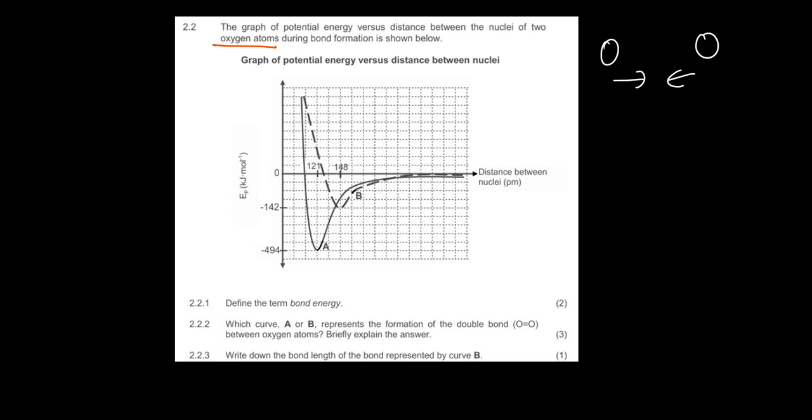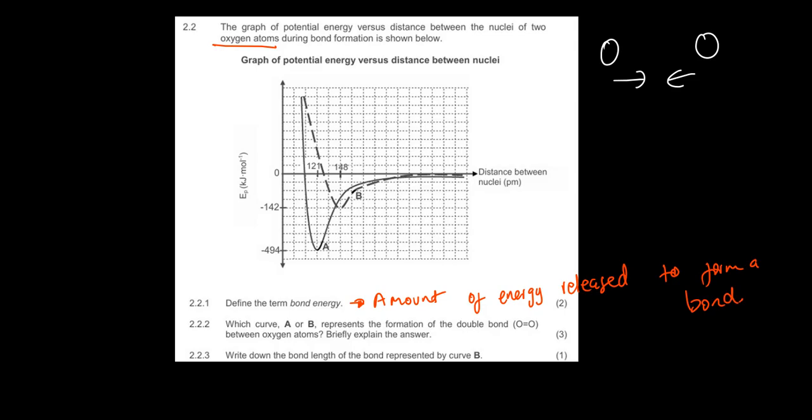So bond energy is the amount of energy that you release to form a bond. And then the next question. I will find a nice definition from a list of definitions and then we'll write it here. So right now, just know that bond energy is the amount of energy that is released to form a bond.